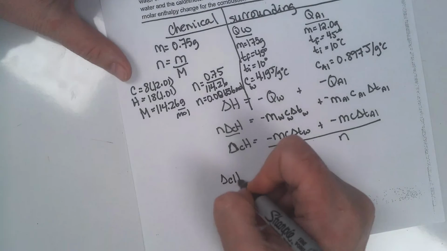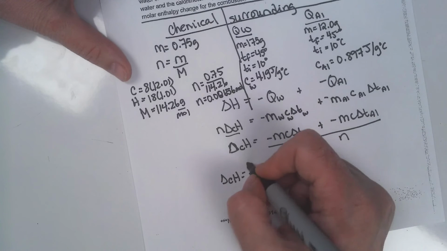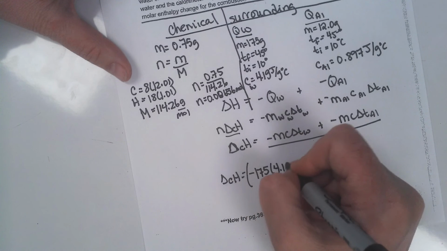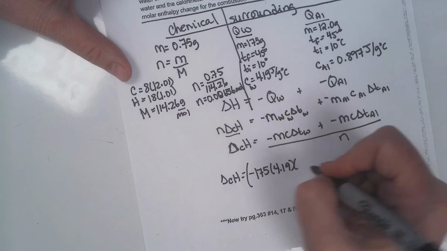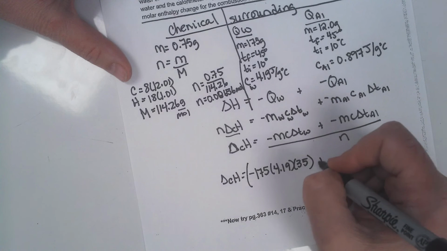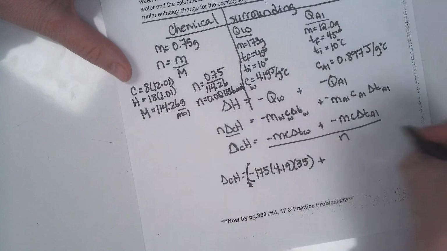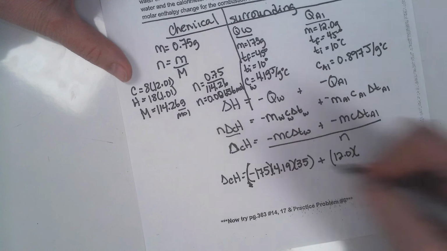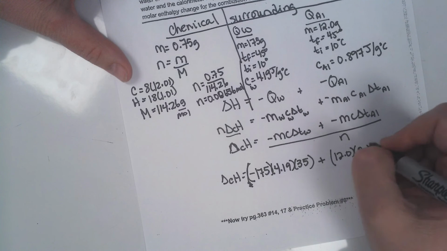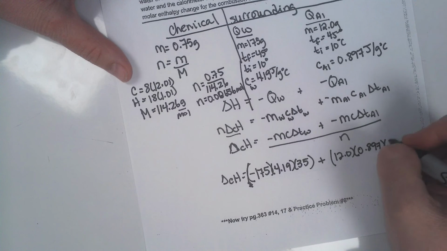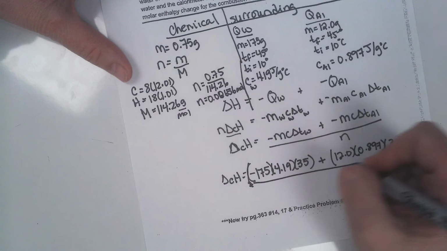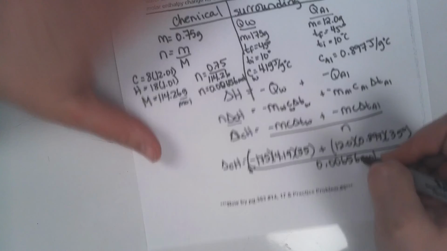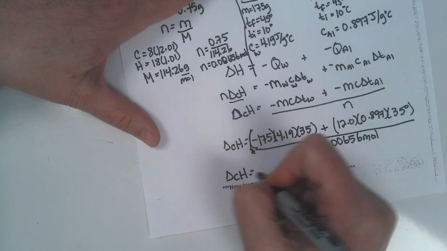So then we can say delta cH is equal to negative, I'm going to put this in brackets, 175 times 4.19 times 35 plus, I didn't need such a big bracket here, just a little bracket, 12 times 0.897 times 35, all divided by 0.00656 moles for a lovely large number.